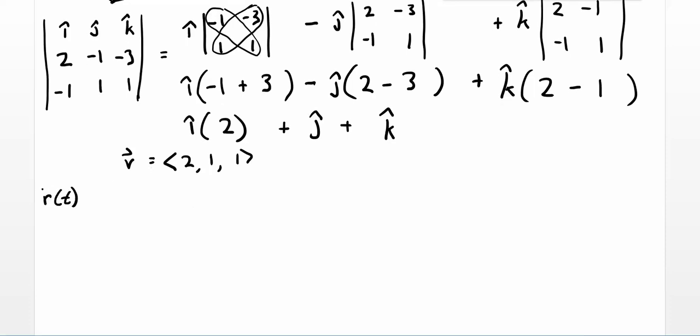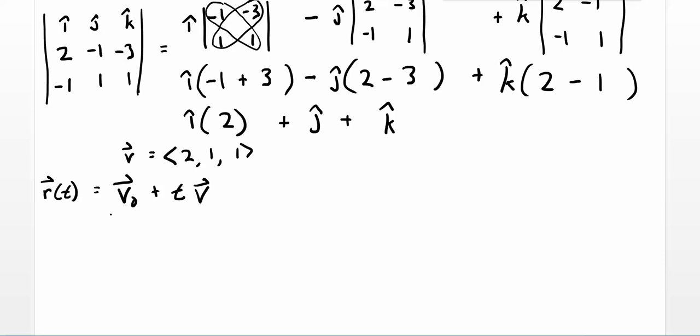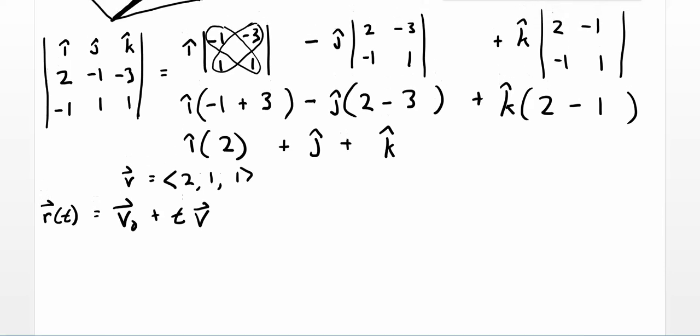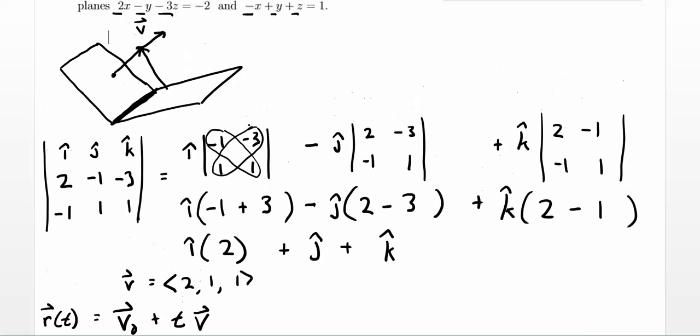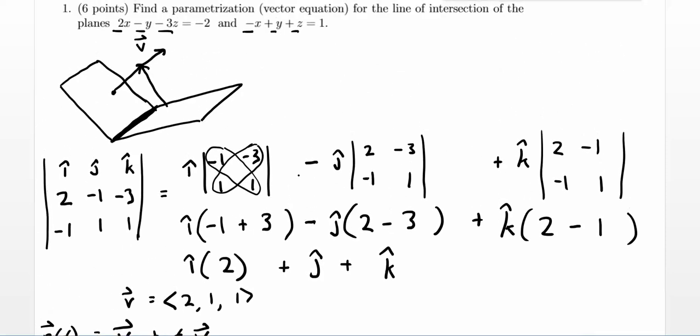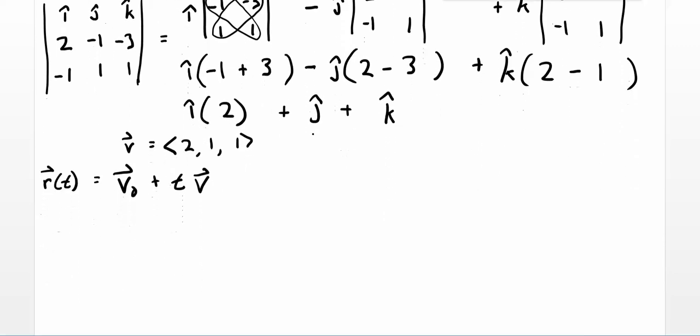Our line is going to be some initial vector, we'll call this v naught, plus t times our direction vector. All we have to do now is find this v naught vector. Well, the v naught vector can just be treated as a point that lies on the line of intersection, and there are infinite points that lie on this line of intersection. It's very easy to find one.